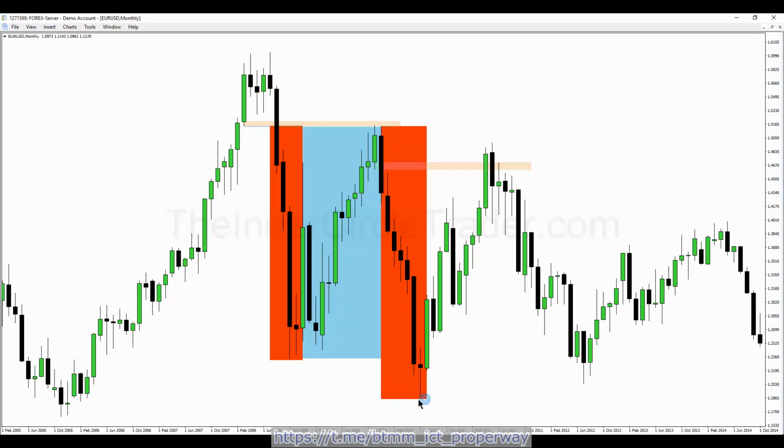Now notice what's happening again. The bodies of the candles are violated with this down candle here. We clear out the stops. Okay, and again, we mentioned that it's retracing back into this bullish order block.